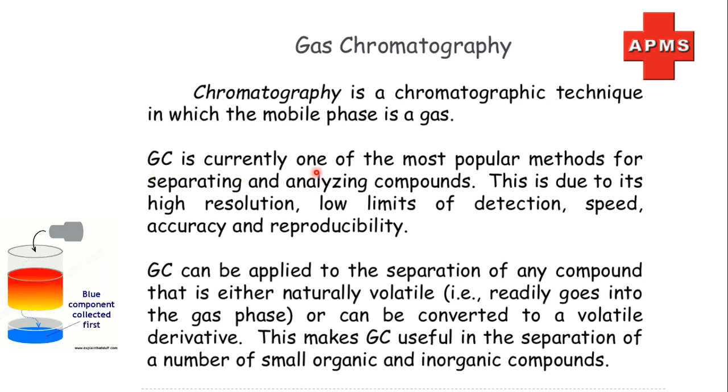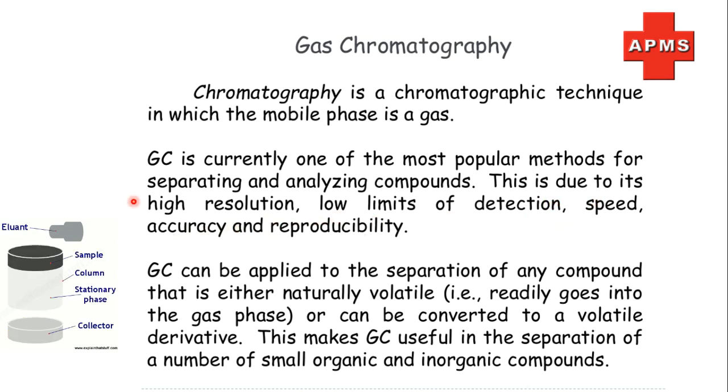GC is currently one of the most popular methods for separating and analyzing compounds. Okay, this is due to its high resolution, low limits of detection, speed, accuracy, and reproducibility. What is the meaning of these things?